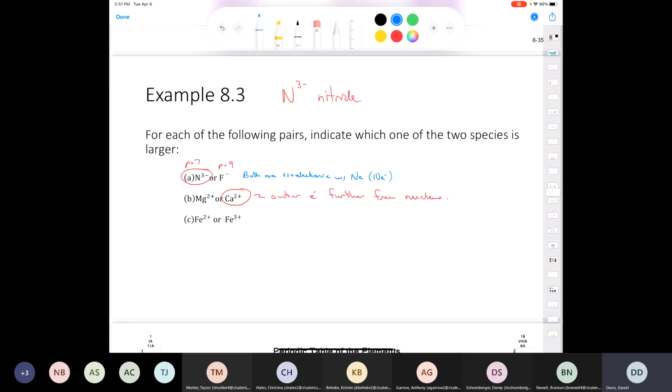All right, iron 2 and iron 3. Well, we went over this one a little bit, and we said that iron 3 is going to be smaller, so iron 2 is going to be larger.